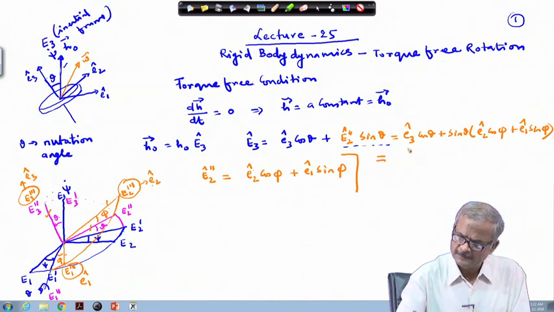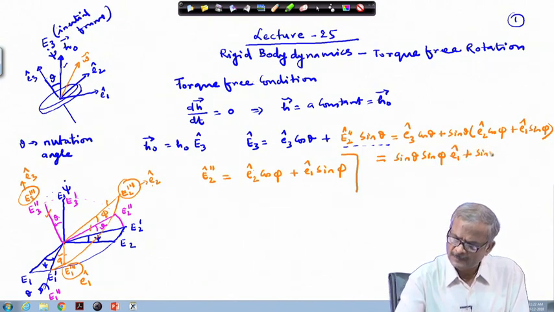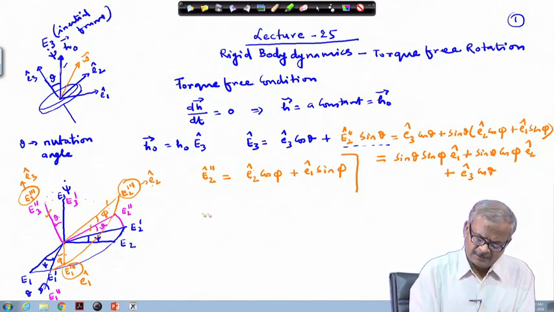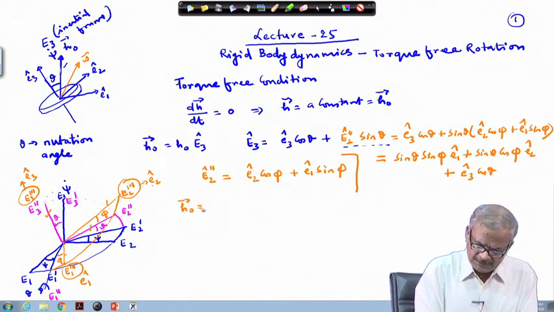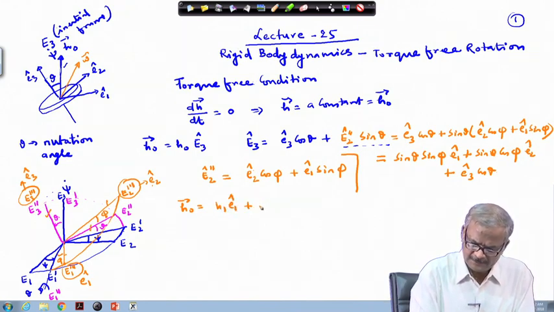Expand it. So, E 1 we will put in the front: sin theta times sin phi E 1 cap plus sin theta times cos phi E 2 cap plus E 3 cap cos theta. And therefore, if you write H 0 as H 1 times E 1 cap, because this is a symmetrical case, H 2 times E 2 cap and H 3 times E 3 cap.